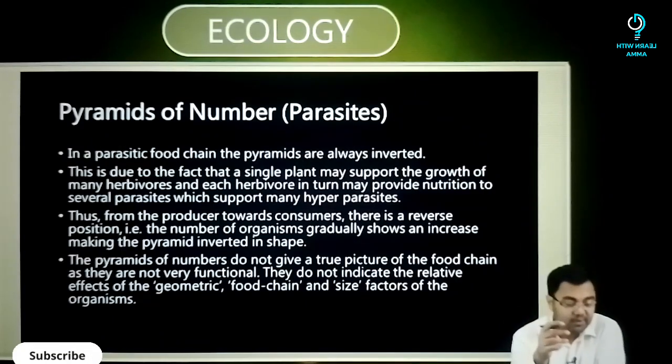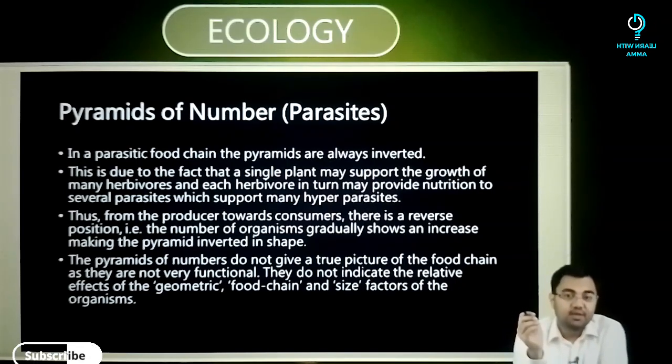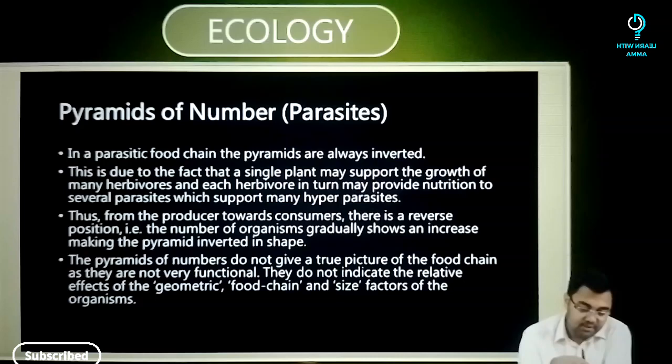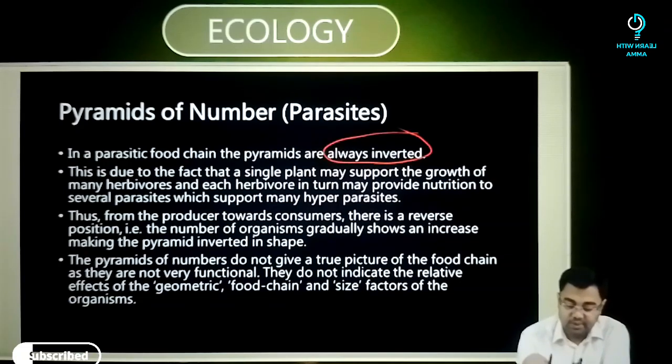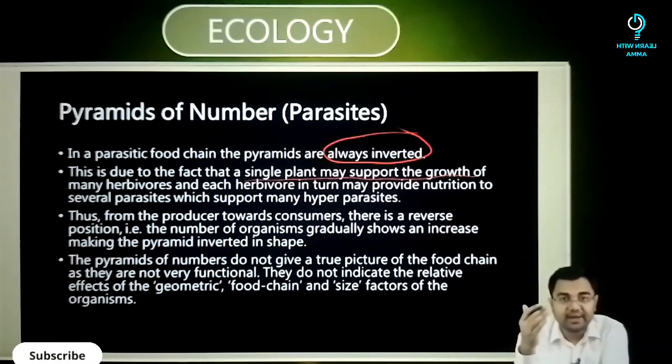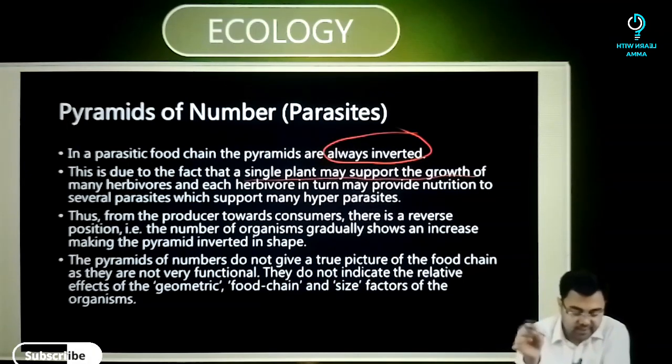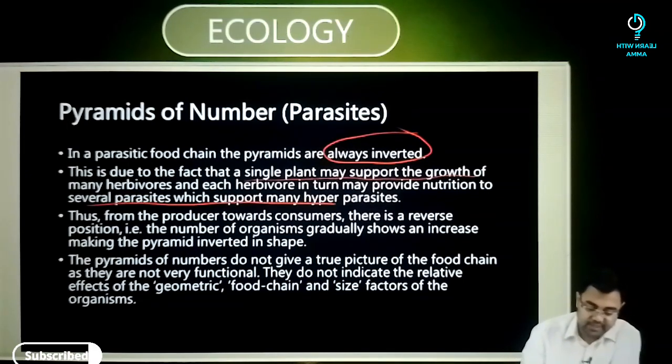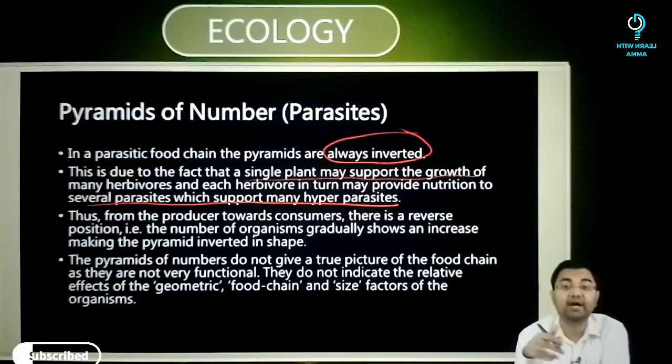The next one that we have is pyramid of number in terms of parasites. Now in parasites, this food chain is always inverted. This is due to the fact that a single plant may support the growth of many herbivores, and each herbivore in turn is able to provide nutrition to several parasites which support many hyperparasites.